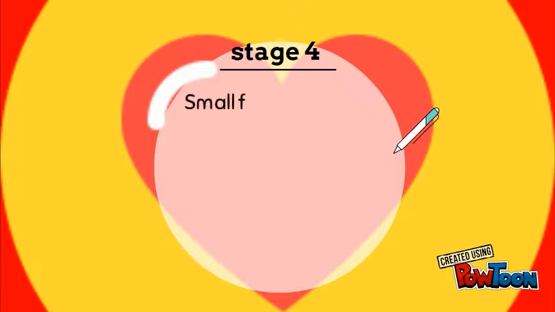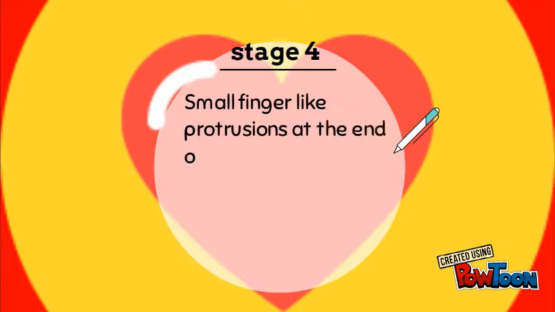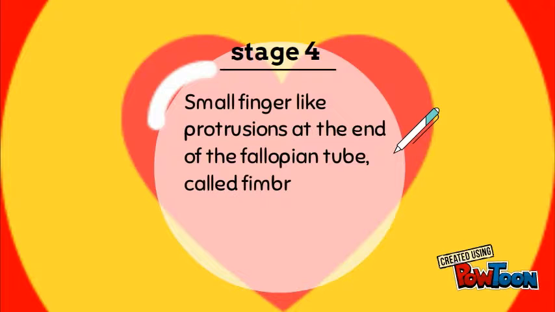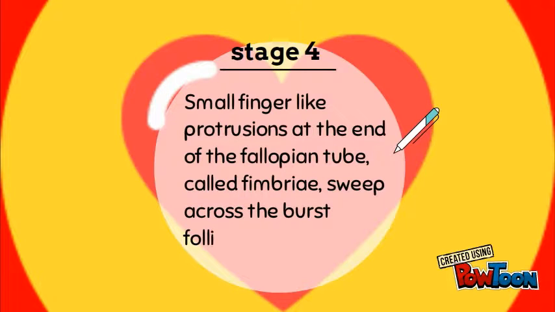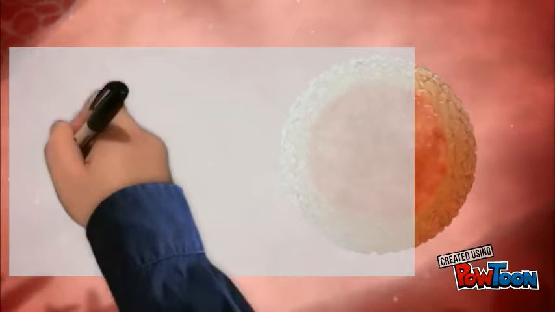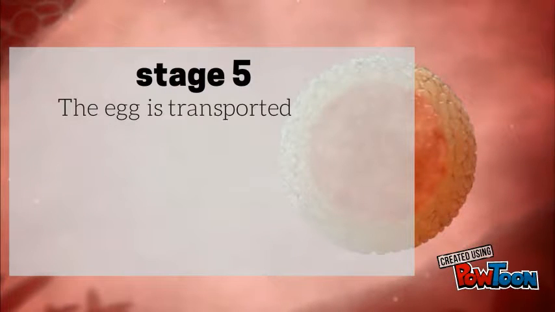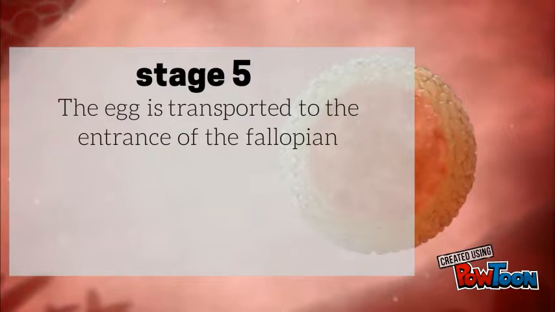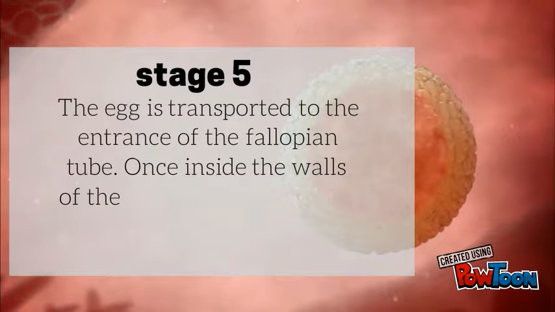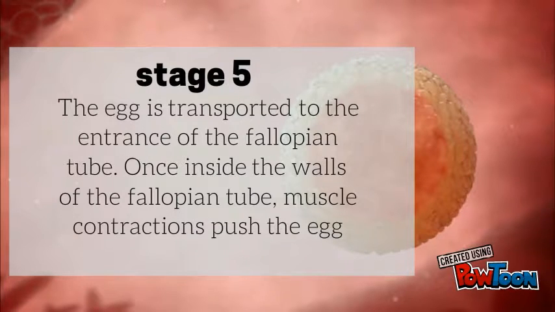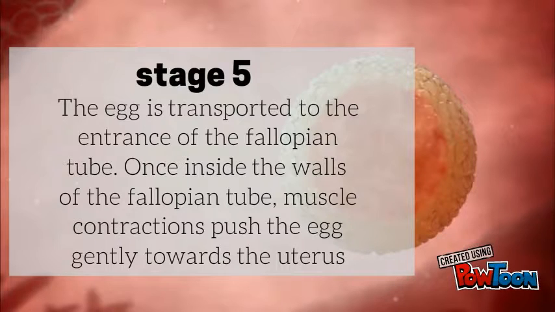Stage 4. Small finger-like protrusions at the end of the fallopian tube, called fimbriae, sweep across the burst follicle and pick up the egg. Stage 5. The egg is transported to the entrance of the fallopian tube. Once inside the walls of the fallopian tube, muscle contractions push the egg gently towards the uterus.